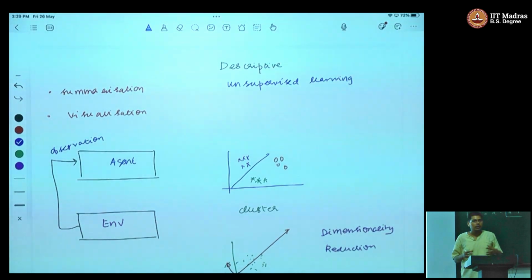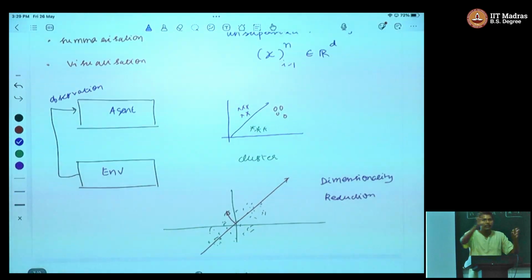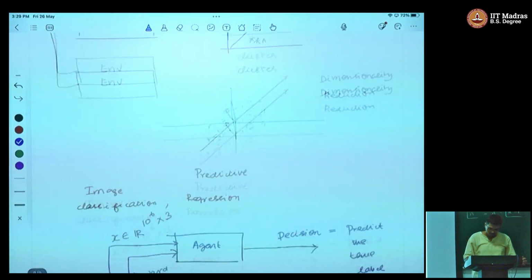Here you are given just a bunch of data, some observations, which we will call x_i, for i equals 1 to n. These are in some d dimensions. Basically all that I am saying is, here is a bunch of measurements, that's all. You might want to plot it, visualize it, compress it, cluster it, and see that these many kinds of groups are there. You are not converting it into any decision.